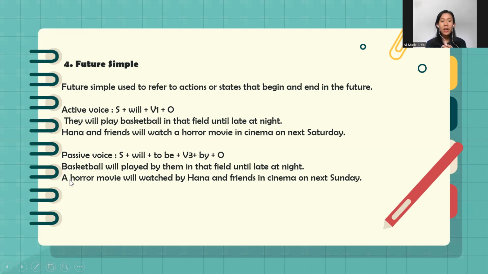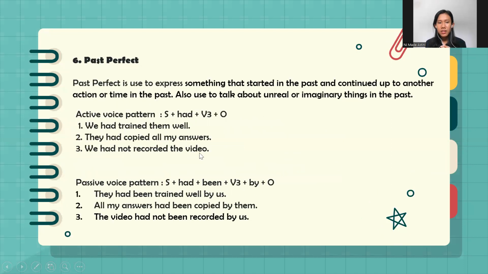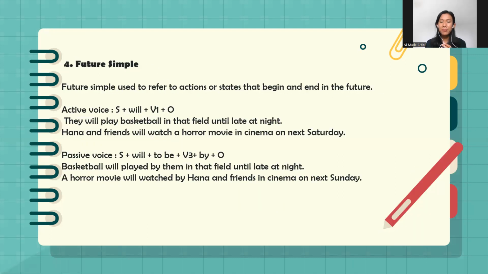Number 2: A horror movie will be watched by Hannah and friends in the cinema on next Sunday. So before, Hannah and friends will watch the horror movie in the cinema on the next Saturday. Oh, sorry, there is a mistyping here. It should be Saturday.